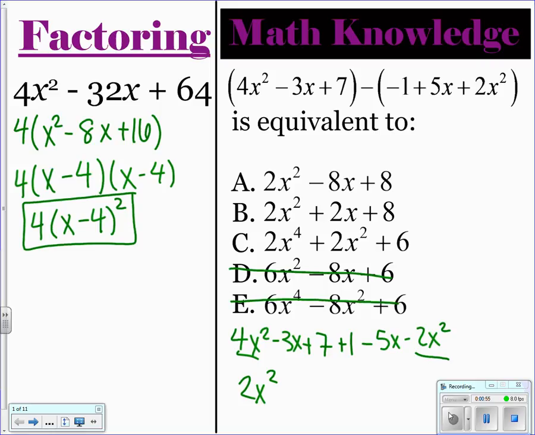And then we have negative 3x and minus 5x. Well, that's negative 8x. Well, the only one that has that is a. And if we check, 7 plus 1 is 8. So a would be your answer there.